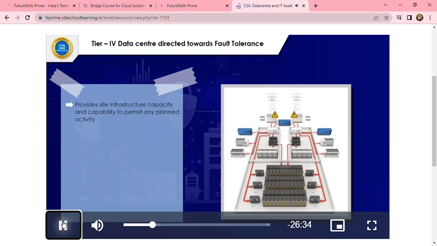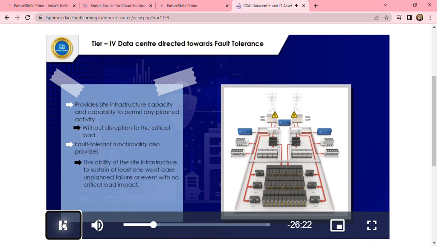Provides site infrastructure capacity and capability to permit any planned activity without disruption to the critical load. Fault-tolerant functionality also provides the ability of the site infrastructure to sustain at least one worst-case unplanned failure or event with no critical load impact. This requires simultaneously active distribution paths, typically in a system-plus-system configuration.